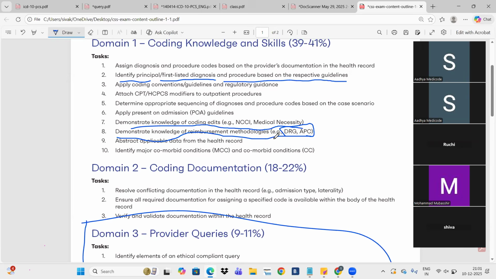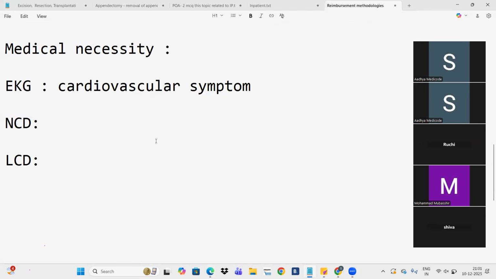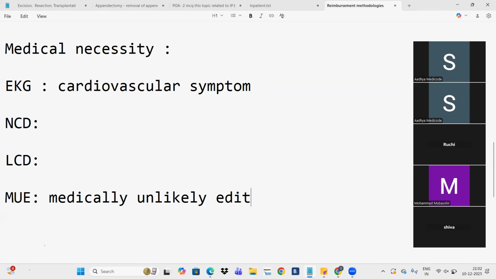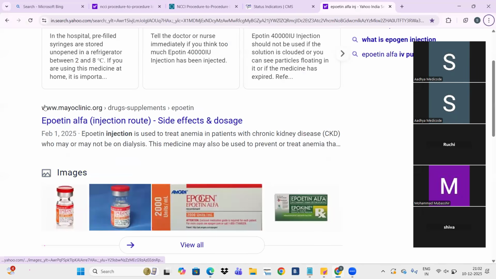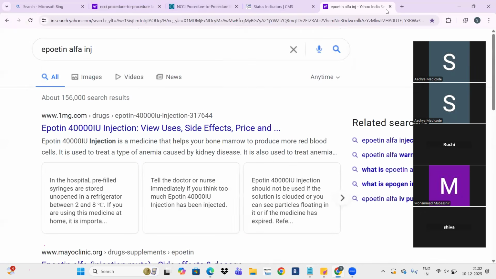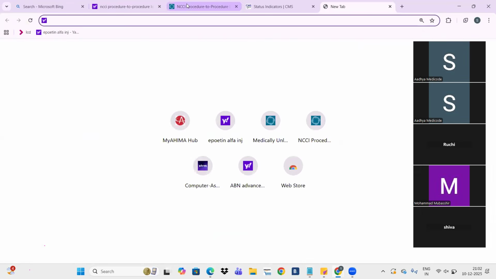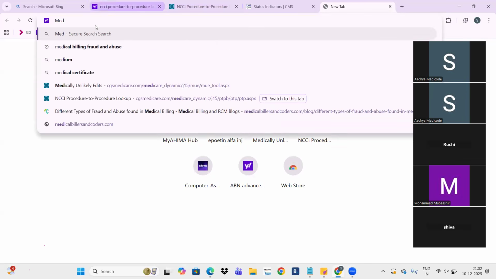Next edits should be MUE edits, medically unlikely edits. This also we need to check, the maximum units of service. Okay, maximum units of service. For one CPT code, how many times can we code per day?